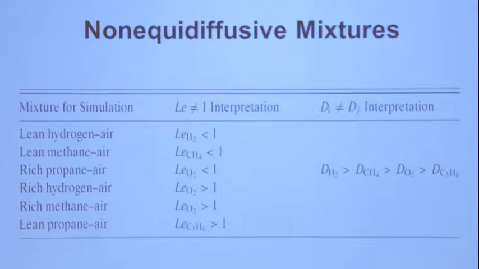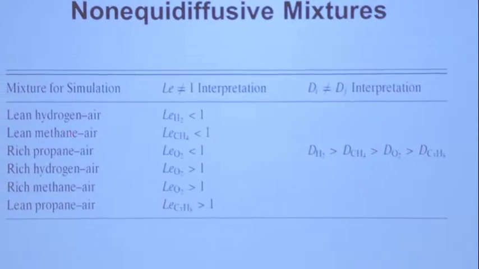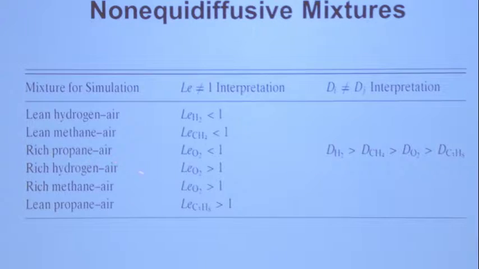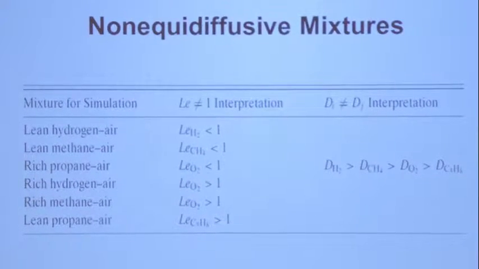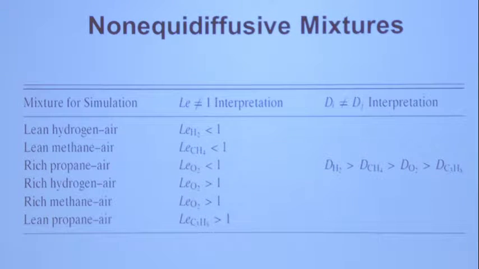Why this is fun is because, for example, if you change from lean hydrogen air to rich hydrogen air, it behaves differently. Okay? Right? Because the Lewis number changes. Lean methane air less than 1, rich methane air bigger than 1. Because for lean methane air, the controlling species is methane. Rich methane air, the controlling species is O2, so less than 1, bigger than 1.